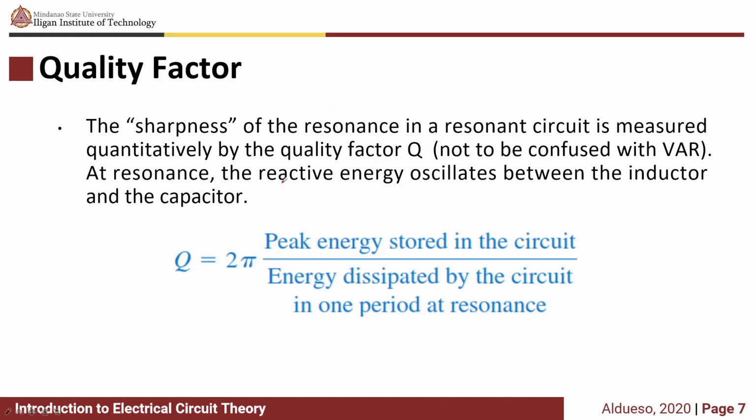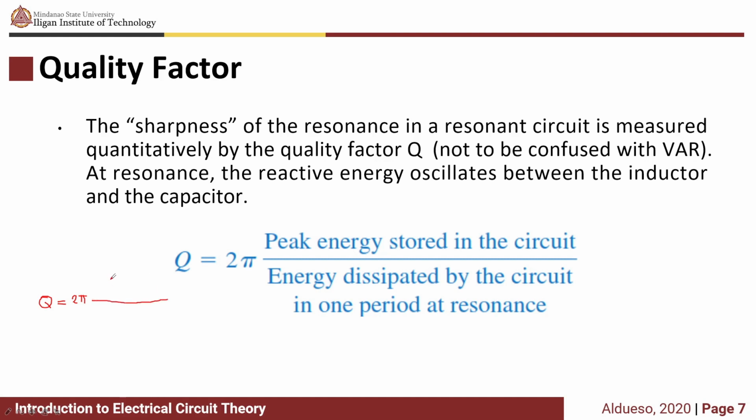At resonance, the reactive energy oscillates between the inductor and the capacitor. So Q is given by 2 pi times the peak energy stored in the circuit over the energy dissipated by the circuit in one period at resonance. Q equals 2 pi times the peak energy stored in the circuit.